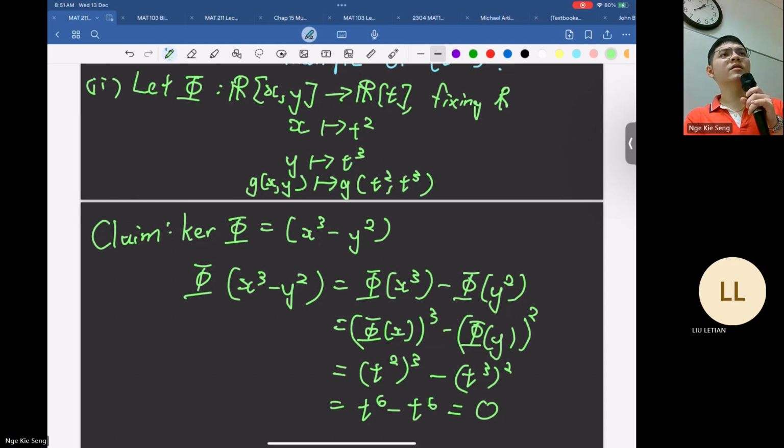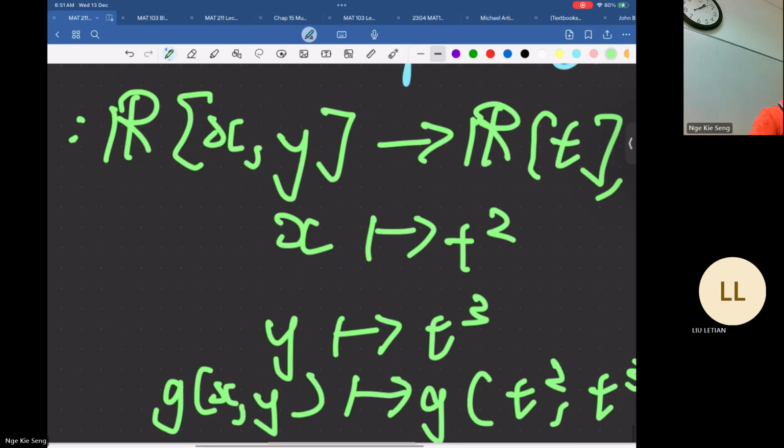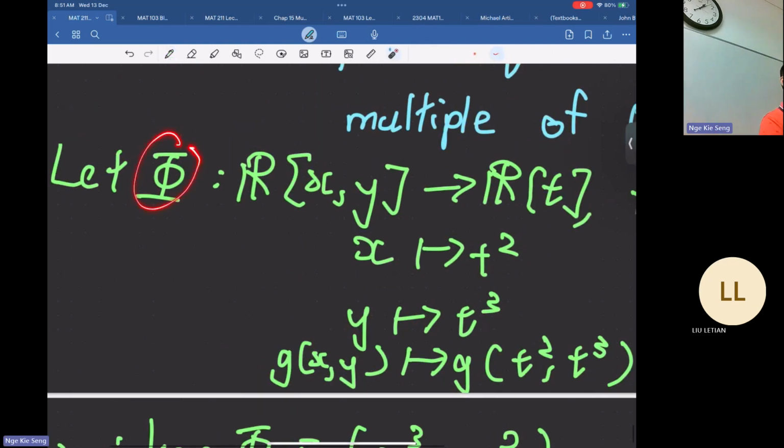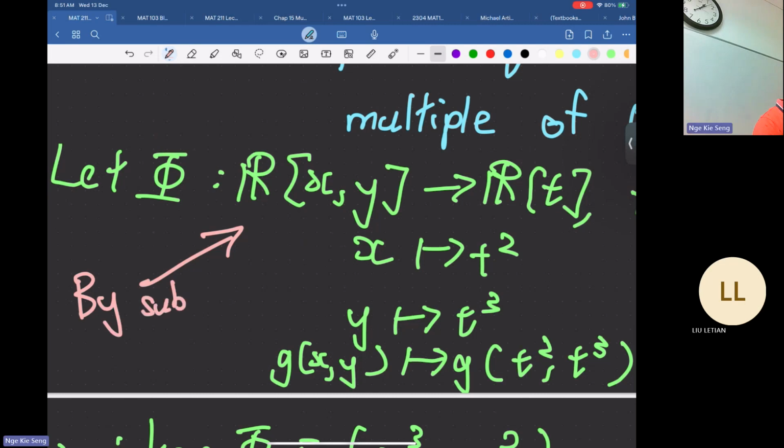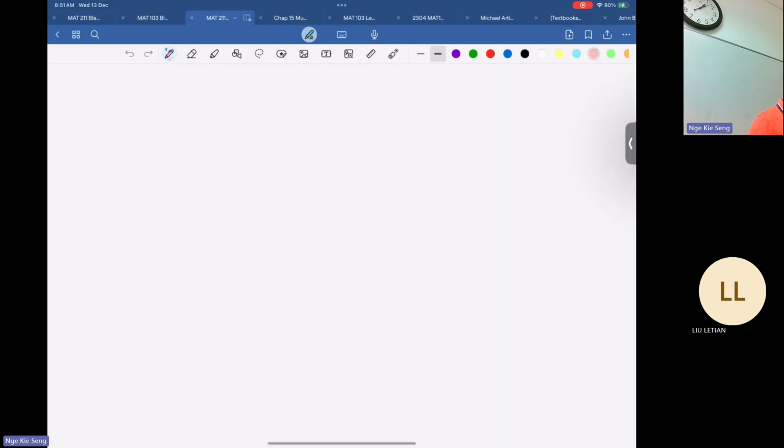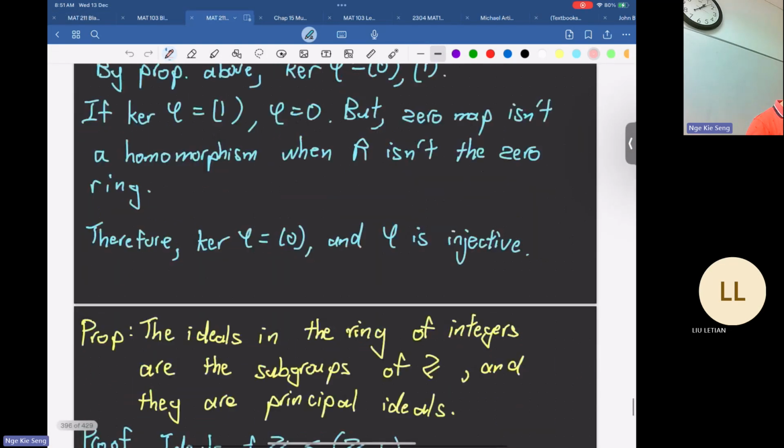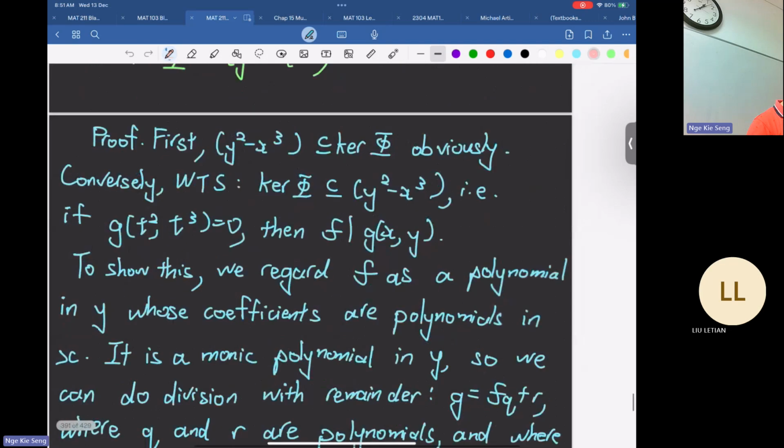Sorry? Why is this phi function a homomorphism? This is by the substitution principle. This is a very important concept. Why can we do it like this? This is the substitution principle. So let me recall.